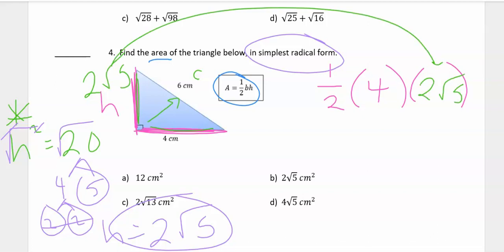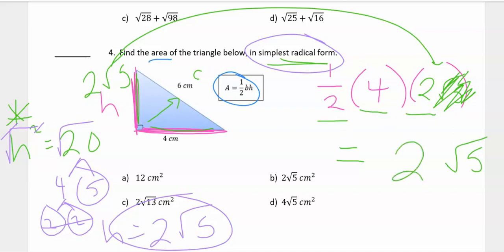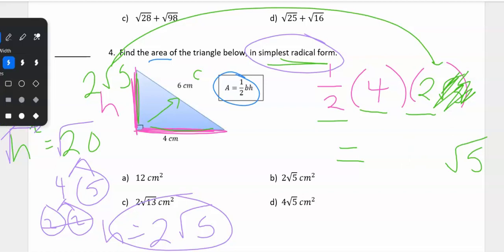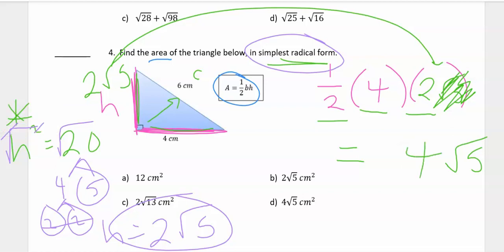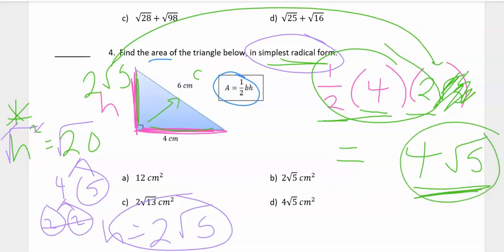Now, when you calculate this and you leave it in simplest radical, you basically just don't put the radical 5 in your calculator. You just tack it on at the end. Half of 4 is 2, times another 2 would give me 4. Stick the radical 5 back on. This is my area. So it's D.